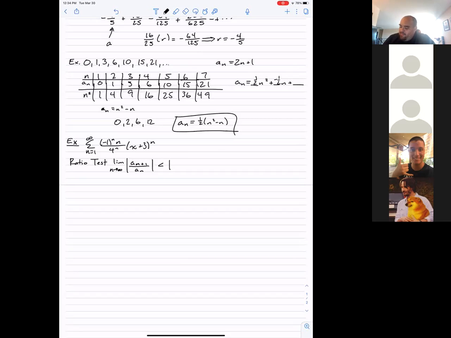So I'm going to do the same thing here, and now I can start filling those in. So a sub n plus 1 is going to be (-1)^(n+1) times (n+1) over 4^(n+1) times (x+3)^(n+1), times 1 over a sub n. Oh, I left off the x, didn't I? Now I can do all the reciprocal.